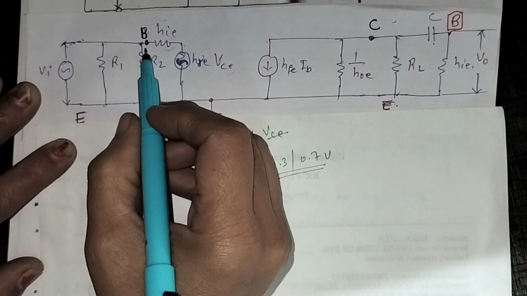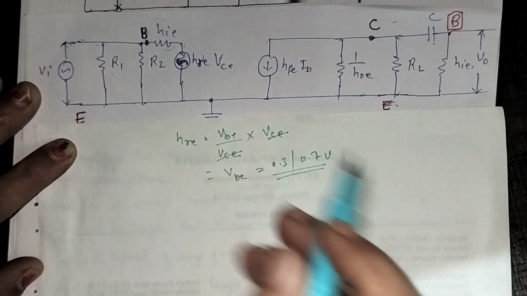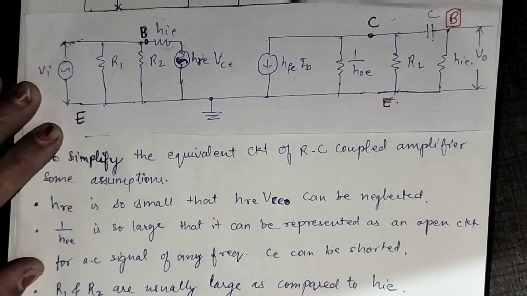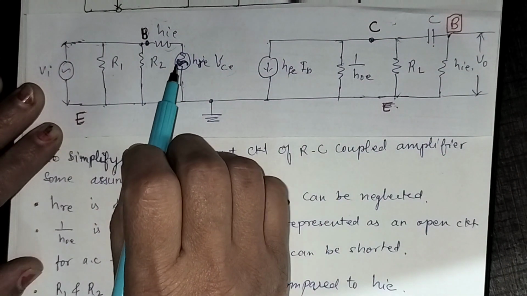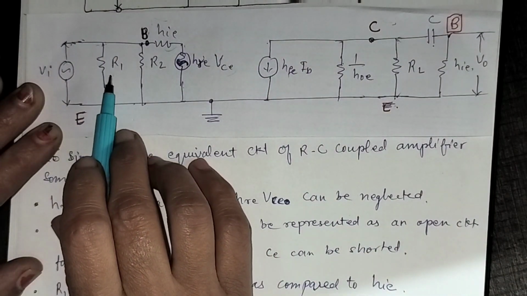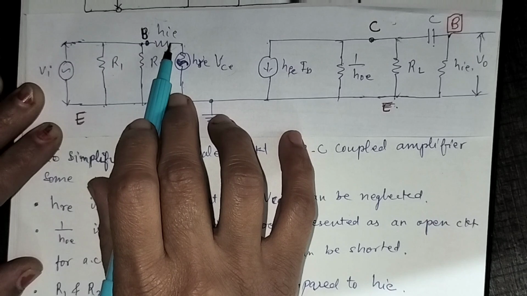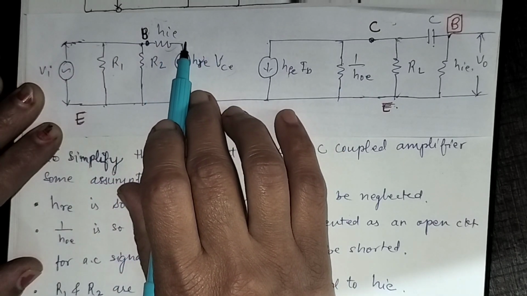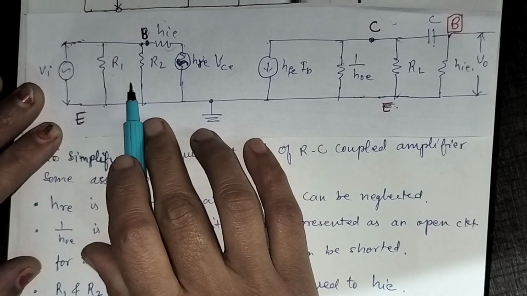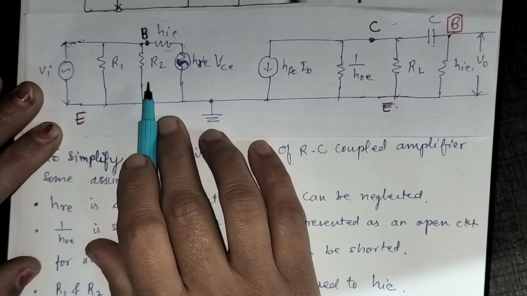When we neglect this voltage, this HI will come in parallel with R1 and R2. Now we can see these three branches are in parallel, and the value of R1 and R2 is very high compared to HI. The value of HI is almost equal to 700 ohms, and the value of R1 and R2 is approximately 10,000 ohms.